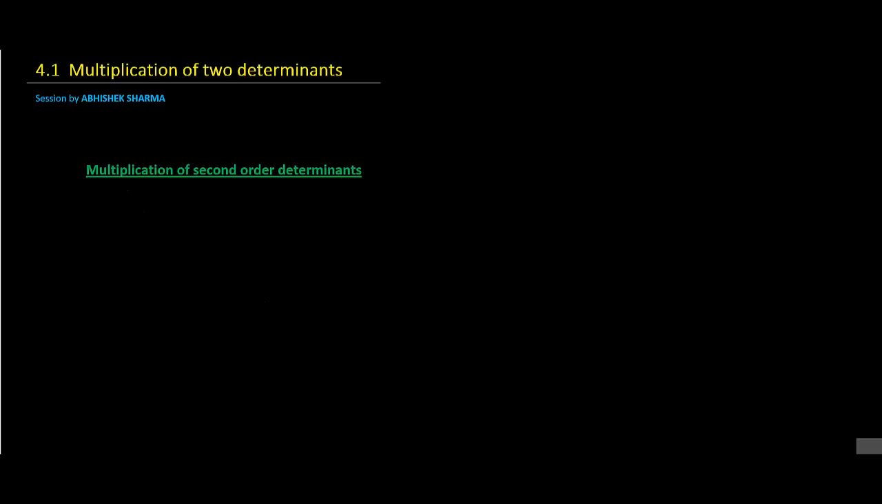Hello friends, we'll now discuss the concept of multiplication of two determinants. How do we actually multiply two determinants? We have already seen how to multiply a determinant by a scalar. Let's say we have a determinant of order 2 and we multiply it with a scalar k, a constant quantity. Then k can be taken into any one row or one column. This is what we have already studied.